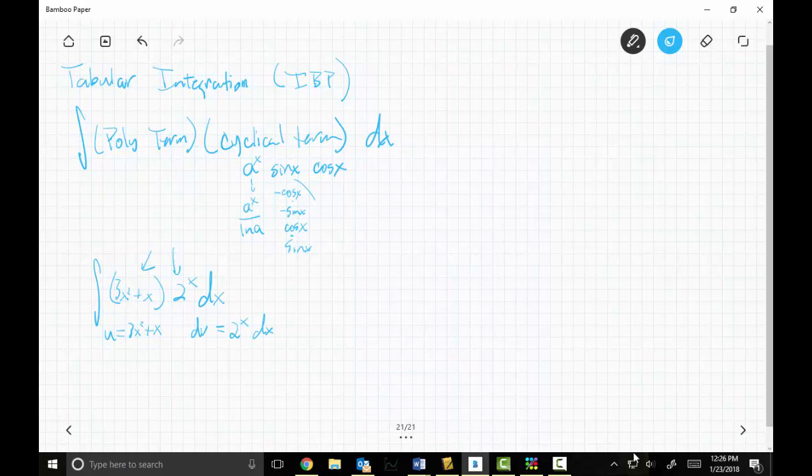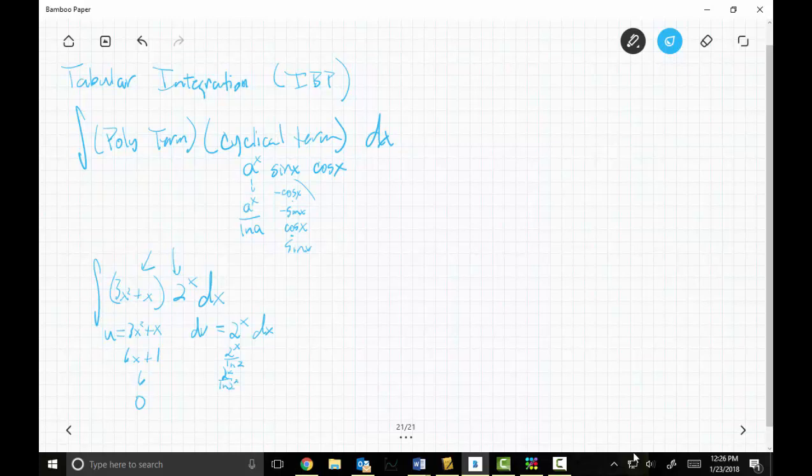Now, what I do is I'm going to abandon the notation of integration by parts. What I'm simply going to do is take derivatives until this term turns into a 0. So the derivative of 3x squared plus x is 6x plus 1. The derivative of 6x plus 1 is 6, and the derivative of 6 is 0. For every derivative I took, I'm going to take an antiderivative. So this becomes 2 to the x over the natural log of 2. This guy becomes 2 to the x over the natural log of 2 squared, right?